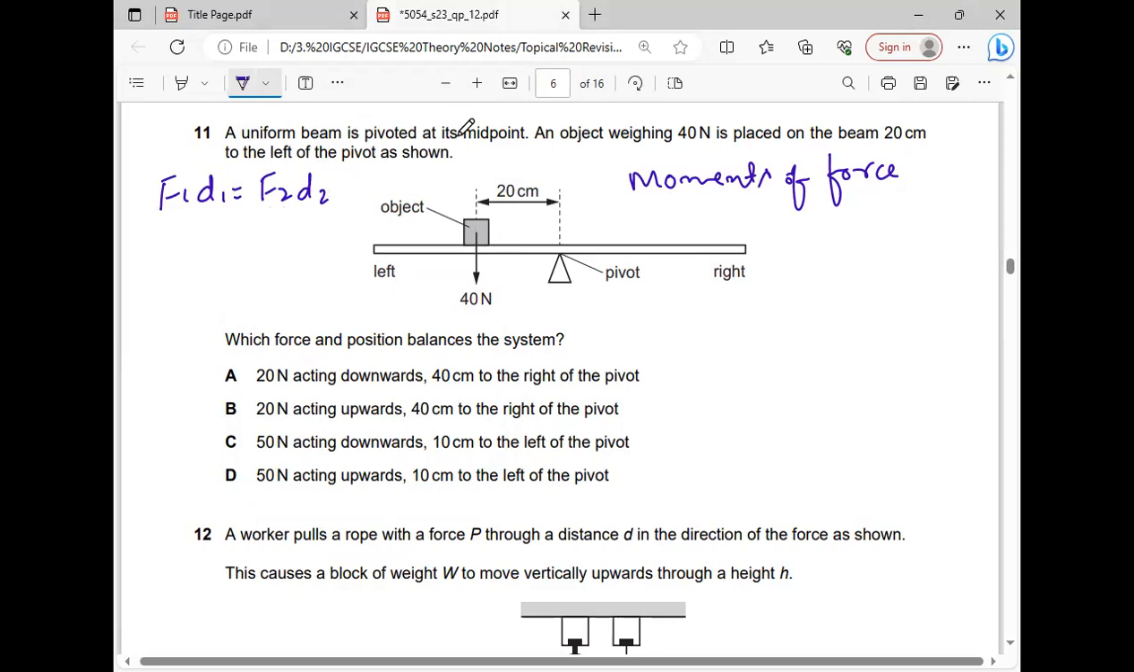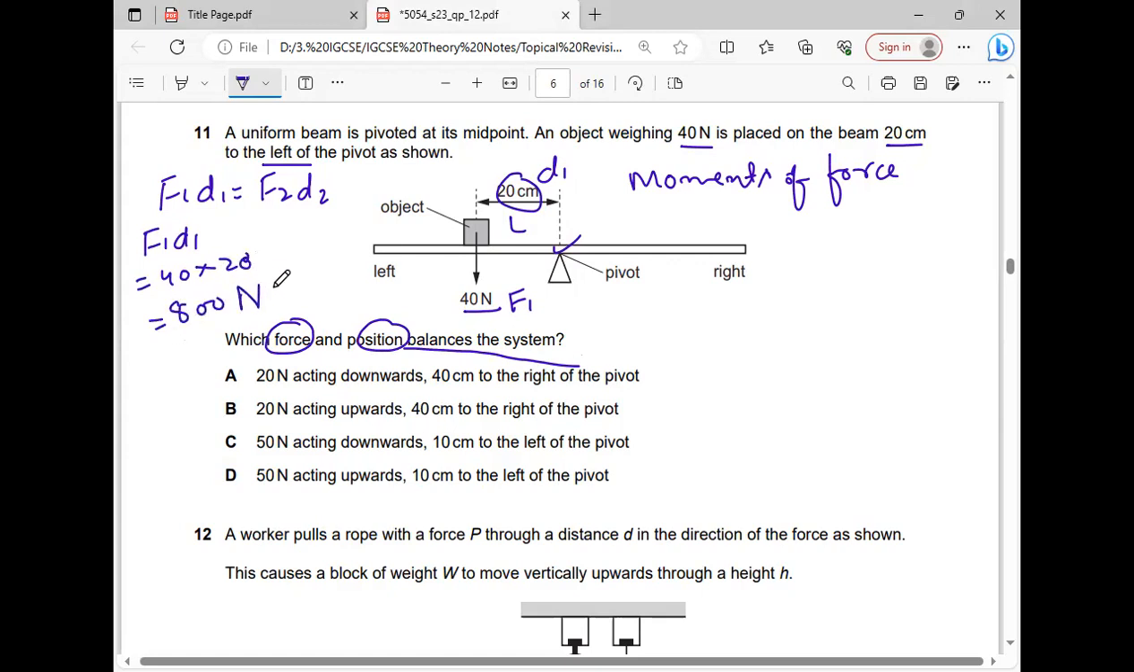A uniform beam is pivoted at its midpoint. An object weighing 40 Newton is placed on the beam 20 centimeter to the left of the pivot. Which force and position balances the system? So we have to find the magnitude of the force as well as the position in order to balance this. We will assume this will be F1 and this will be D1. So let's calculate the value of F1 D1, which is equal to 40 into 20, equal to 800 Newton centimeter.